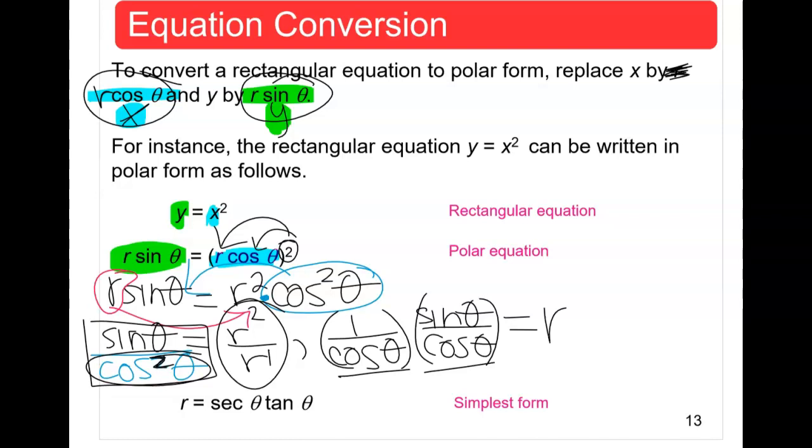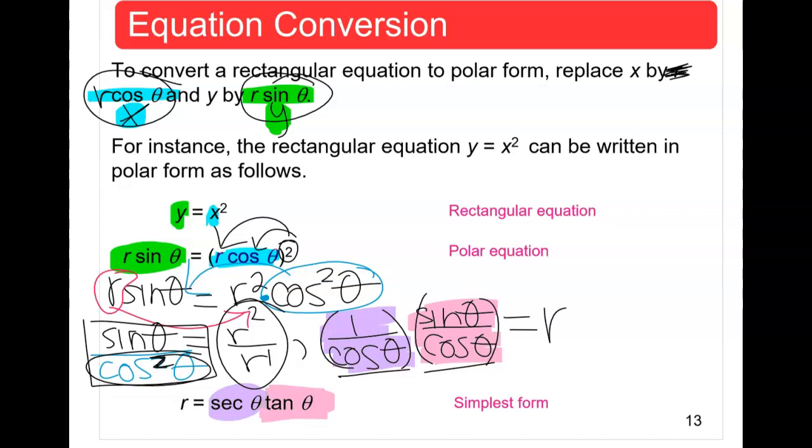And from here, we could use identities. So 1 over cosine, the reciprocal identity for that is equal to secant theta. And the quotient identity for sine of theta over cosine of theta is tangent theta, and that is equal to r.